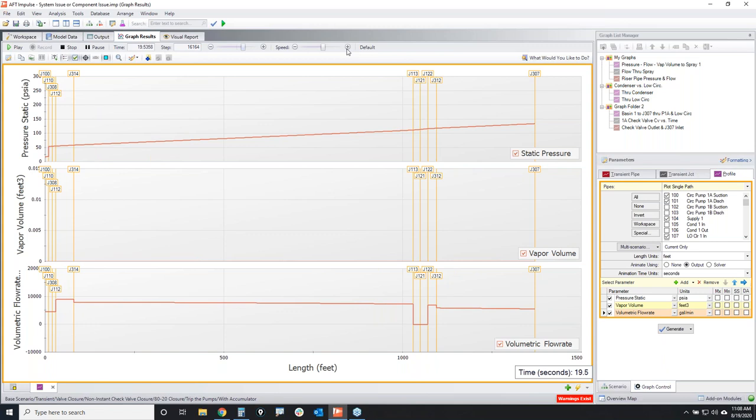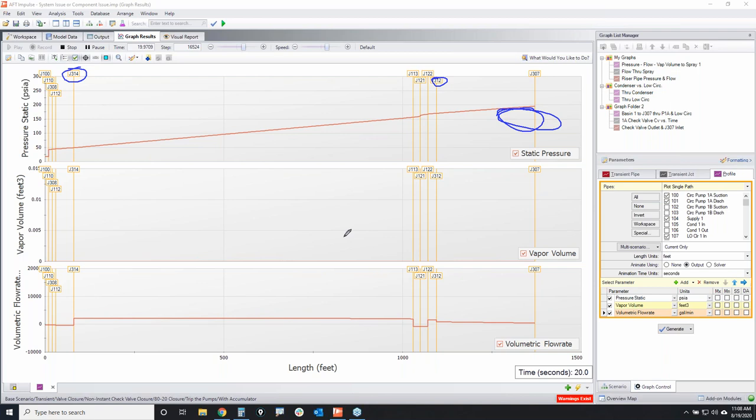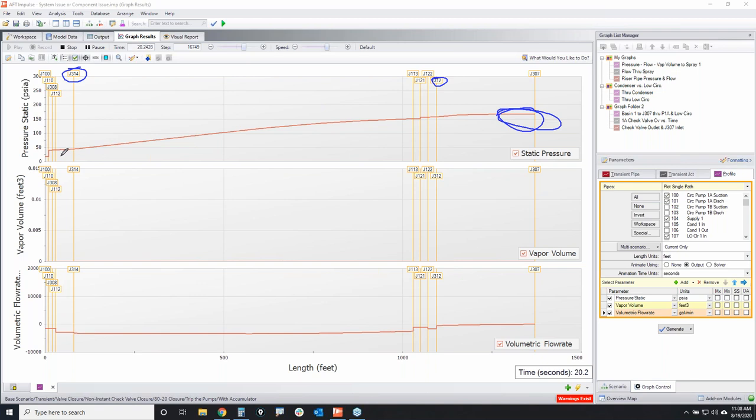Here you can watch how that pressure is increasing. Here's one of my accumulators. Here's the other accumulator. You're going to see the effect on how that pressure wave dances between those parts of the system, especially when the check valve closes and the pumps trip.